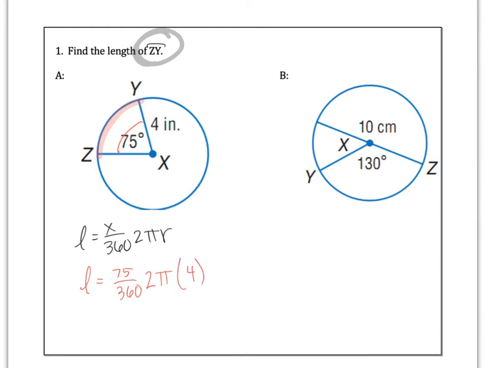4. All right, now you're going to have to grab your calculators. There's no way around this. You're going to type in this equation. One piece of advice: depending on your calculator, you might have to go parenthesis, 75 divided by 360, close the parenthesis, and then times 2 times pi times 4. If you're typing it in the right way, you should get 5.24. So go ahead, practice typing that in. That's important.